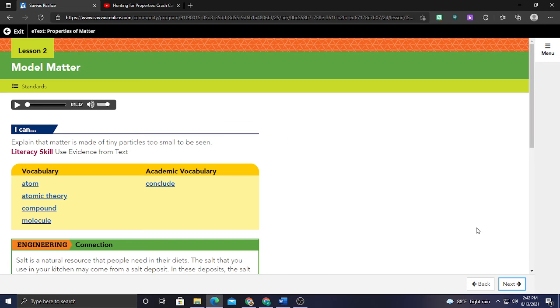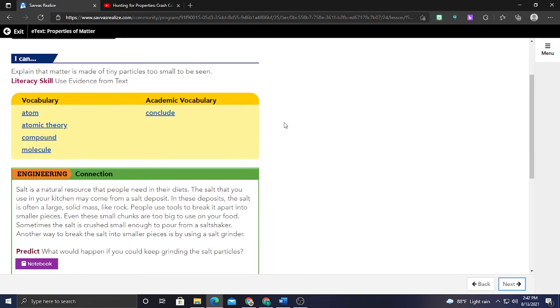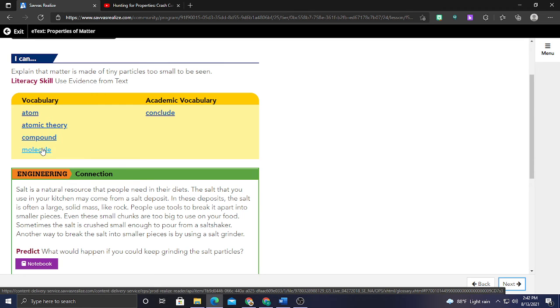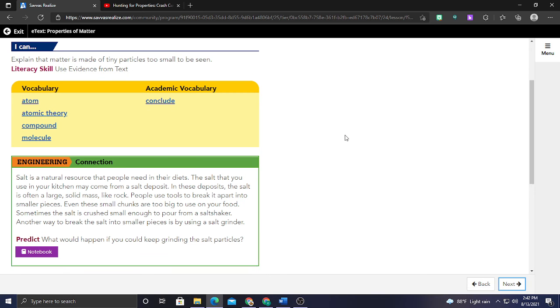Now, the last topic for this week is modeling matter. Our I can statement says, explain that matter is made of tiny particles too small to be seen. In our vocabulary, we have atom, atomic theory, compound, molecule, and in our academic vocabulary, we have conclude.